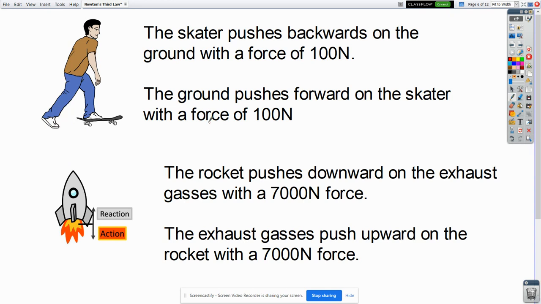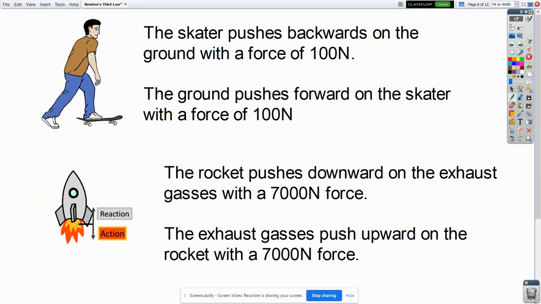There is a second one we could talk about in this. The skater's foot pushes downward on the skateboard, and the skateboard pushes up on the foot. That is another action-reaction pair that we could identify in this particular illustration. Again, the foot pushing downward, that's the action force. The skateboard pushing up on the foot, that is the reaction force. So we have another action-reaction pair that we could talk about there as well.